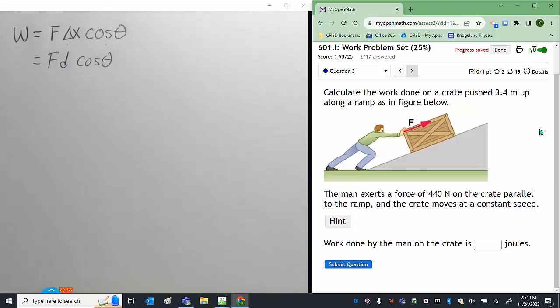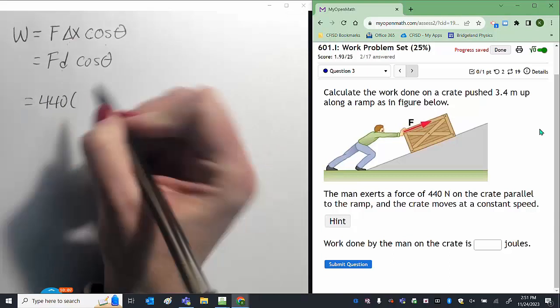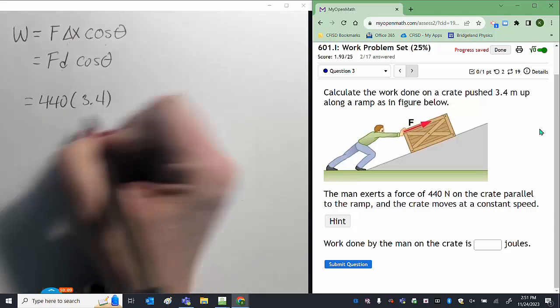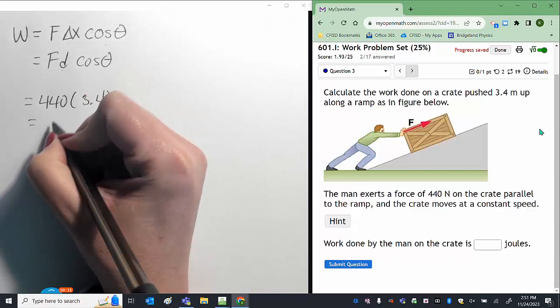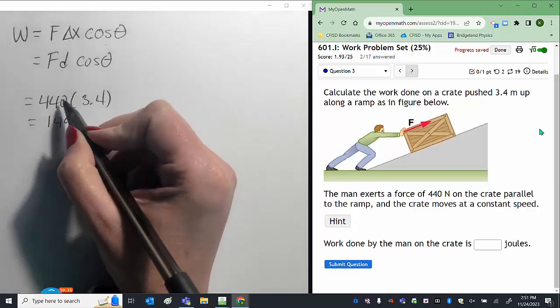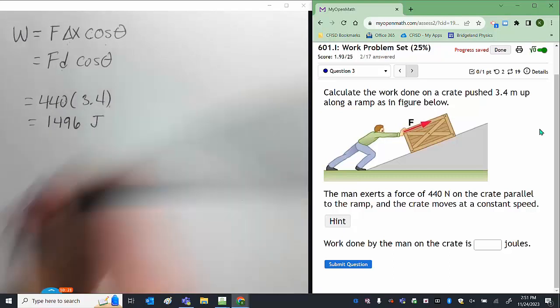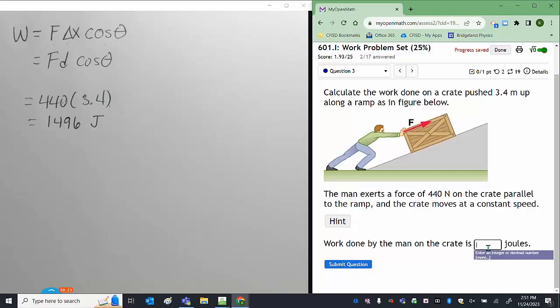But we're just going to take that force, that 440, and multiply it by that 3.4 meters. When we multiply our force by our displacement, 440 times 3.4, we end up with an answer of 1,496. Our units here are Newton times meters, Newton meters, which is the same thing as a joule. And so let's go ahead and type in our answer, 1,496 joules.